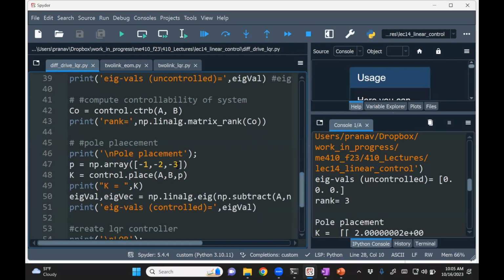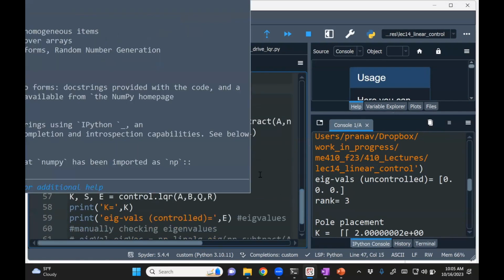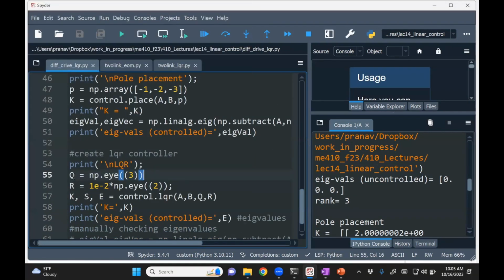I place the poles at -1, -2, -3, and then k comes from using pole placement. And then here is LQR. Q is the identity matrix. R is the identity, so it's 2 by 2 because there are 2 controls: v for the linear speed, omega for the rotation. So that gives me the gain k, and that was what I printed.